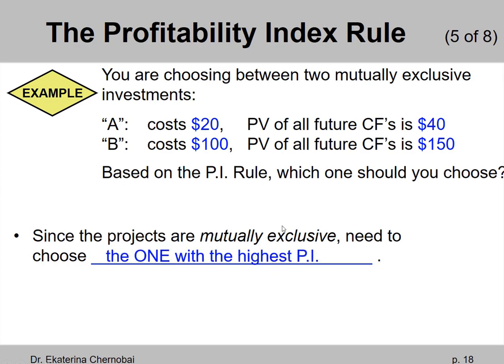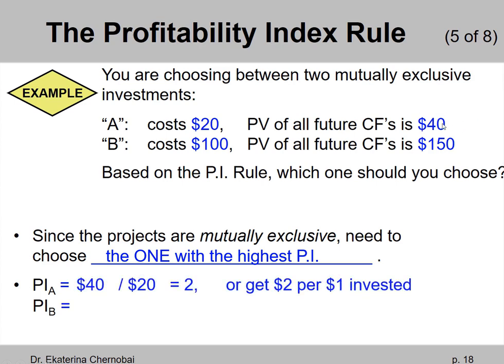So one that has the highest profitability index. Actually, the profitability index should be not only the highest, but it should also be above 1, right? Otherwise, if it's between 0 and 1, then it's not a good project. Next, let's calculate the profitability index for each project. For project A, following the calculation of the PI index, we need to take $40, the money we get in the future, and divide by $20, the money that would be invested today.